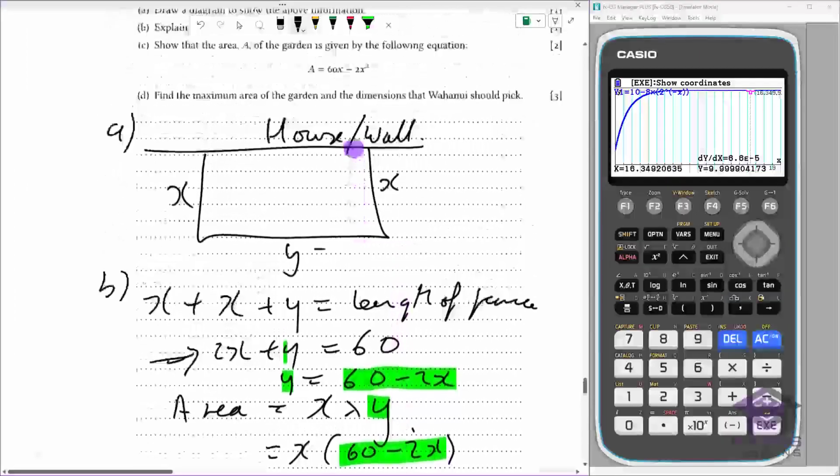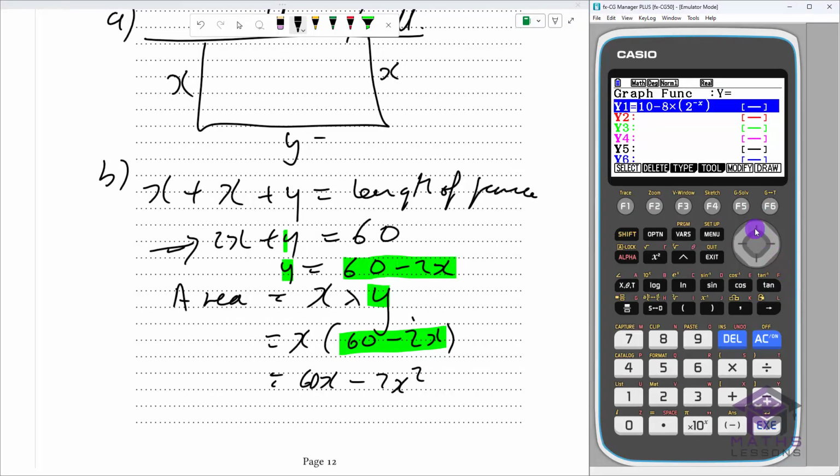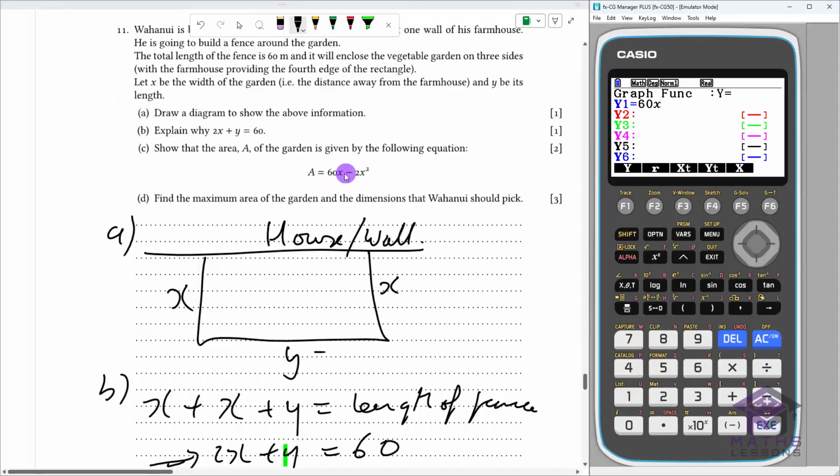Now, it wants us to find the maximum area of the garden. We can do differentiation and work it out that way, but remember what I said, to find maximums, we can just use our graphical calculator. So we're going to delete this function, and we're going to put in 60x minus 2x squared. Now, if you haven't shown it, you can still use this equation to find the maximum. Many people just gave up because they didn't show it. Well, why not use it in the next part of the question? Draw the graph. If in doubt, draw any function and have a look at it.